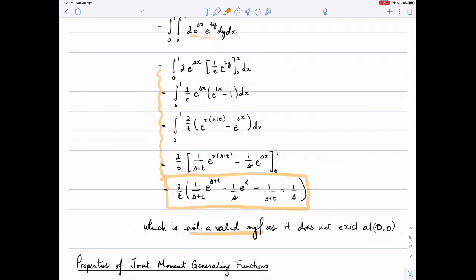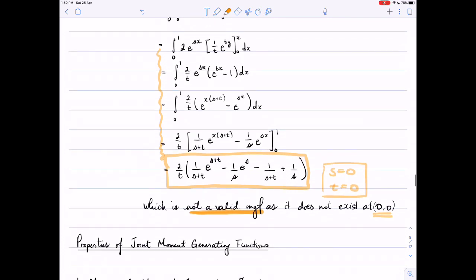Why? Because it doesn't exist at 0, 0. You cannot plug in s is equal to 0 and t is equal to 0. You cannot. And so that's not to say that there might not be some way of fixing it. We're not going to look any further at that here. We'll use this just as an exercise to calculate the joint MGF, and we'll leave the fact that this is not valid alone.